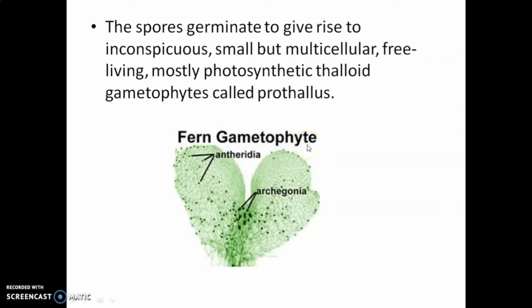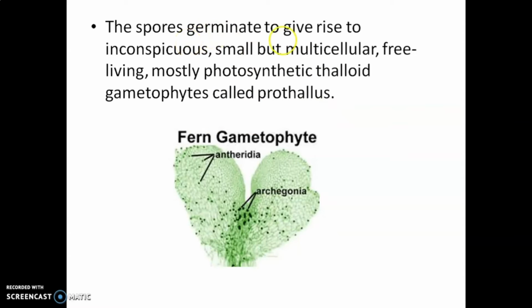Then about the spores. The spores germinate to give rise to inconspicuous, small but multicellular, free-living, mostly photosynthetic thalloid gametophyte called prothallus. Children, this is the fern. This is the diagram of fern gametophyte. And again, you can expect one question for 1 mark from this area. What is prothallus? From this cone, spores will arise.